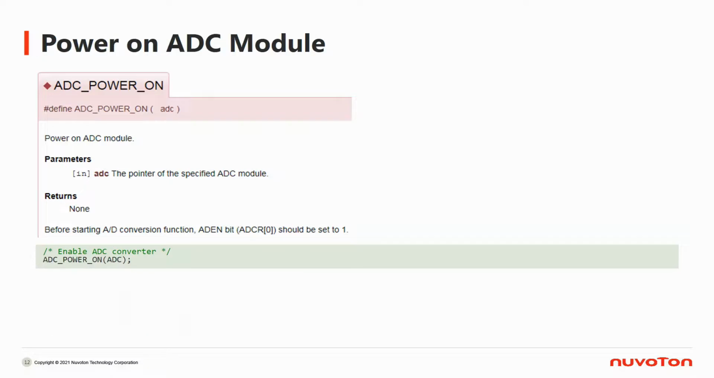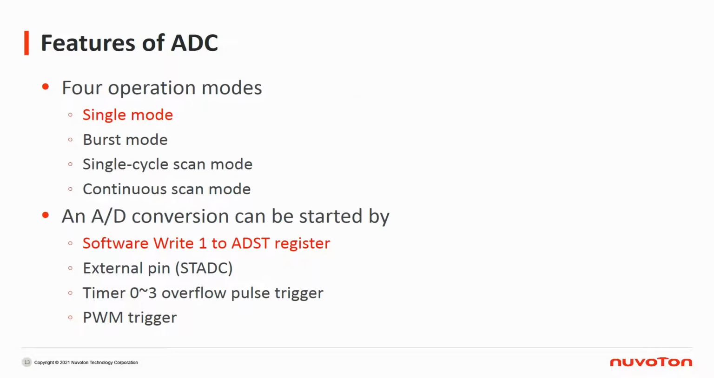After configuring ADC pin and channel, ADC module can be powered on by below function ADC_POWER_ON. Furthermore, we also provide below features for our ADC. We have 4 ADC operation modes, which are single mode, burst mode, single cycle scan mode, and continuous scan mode.